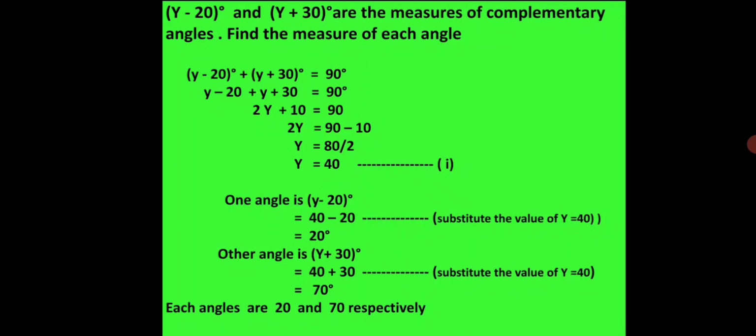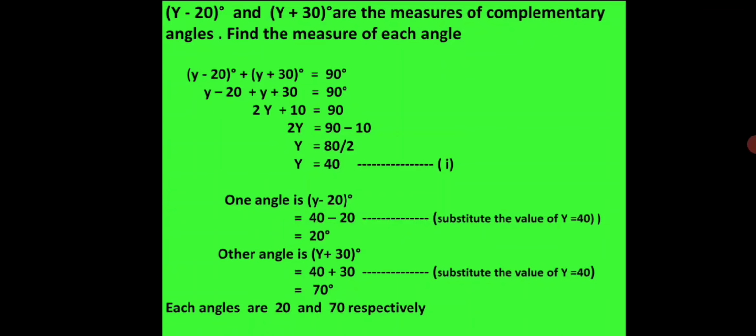Now, we will practice one question based on complementary angles. Let us have a look at this question. y minus 20 degrees and y plus 30 degrees are the measures of complementary angles. Find the measure of each angle. In this question, students, two angle measures are given and we have to find the value of each angle. So, let us start solving the sum.